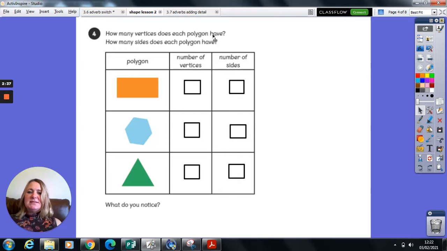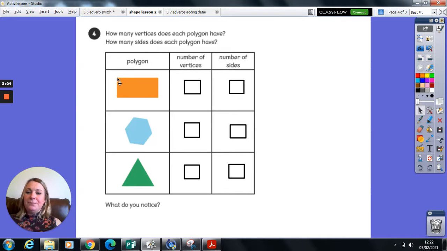How many vertices does each polygon have? And how many sides does each polygon have? So we'll go through each one in turn. I want you to pause if you need to and have a little think. Quickly count up those vertices, remembering that vertices refers to the corners. It's that mathematical word we need to learn how to use. The number of sides is straightforward. Give you a moment to think.